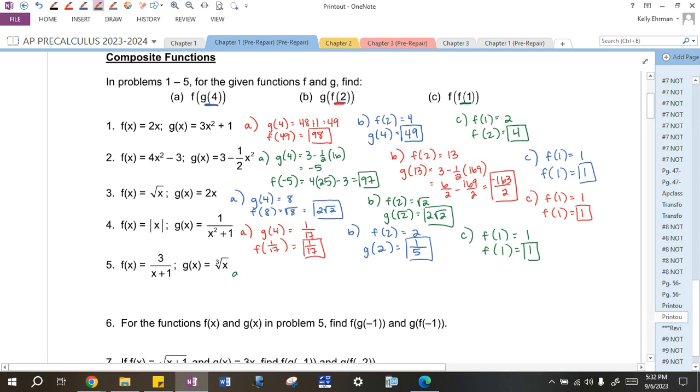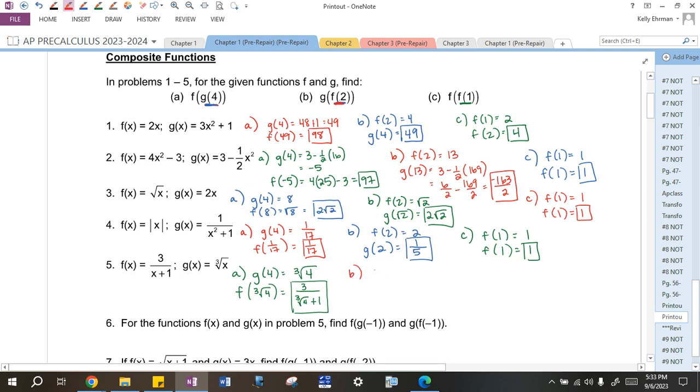So in number 5, we have A starts with g of 4. So put 4 into g, you get cube root of 4, which doesn't simplify because 4 is only 2 squared. And then plug that into f of the cube root of 4. So that's 3 over the cube root of 4 plus 1. Now, we don't have an easy way to rationalize the cube root of 4 plus 1. If it were just the cube root of 4 by itself, you could rationalize, but the plus 1, like conjugates are not going to work. So let's just leave this one unrationalized.